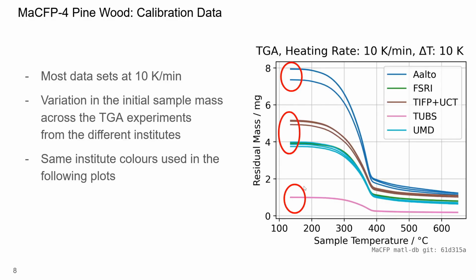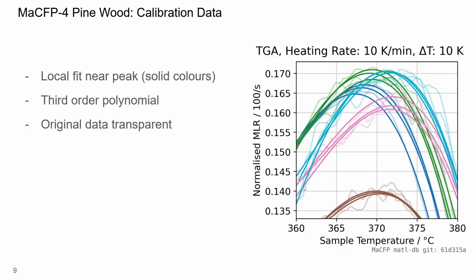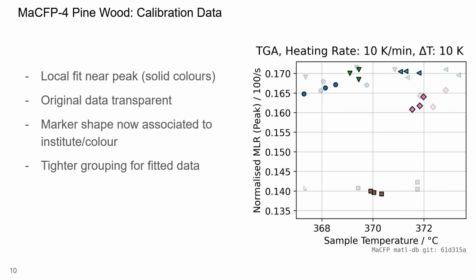In the following plots, the same institute colors are used. Here the focus is on the mass loss rate peak. I fit a third-order polynomial to each peak, shown as the solid lines. This plot shows the extracted peak values. The fitted peak position leads to a tighter grouping than the raw data. Now also marker shapes are introduced so that each institute can be tracked more easily in the following plots.